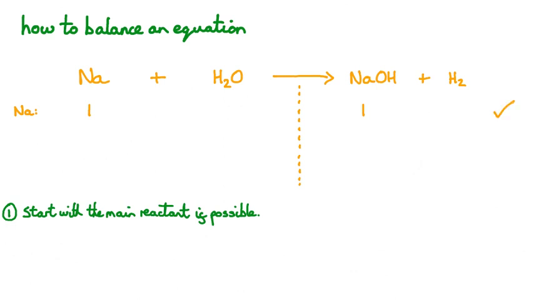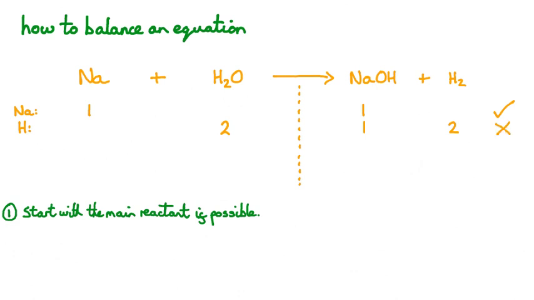Let's move on to the next element. If we look at hydrogen, we have 2 hydrogen atoms in our water, so that's a total of 2 hydrogen atoms in the reactants. But we need to be careful when looking at our products, since 2 of our products contain hydrogen atoms. There is 1 hydrogen atom in our sodium hydroxide and 2 hydrogen atoms in our hydrogen gas. This gives us a total of 3 on the product side versus only 2 on the reactant side. So this is clearly not balanced yet.